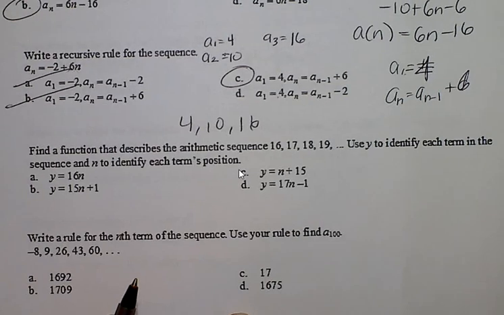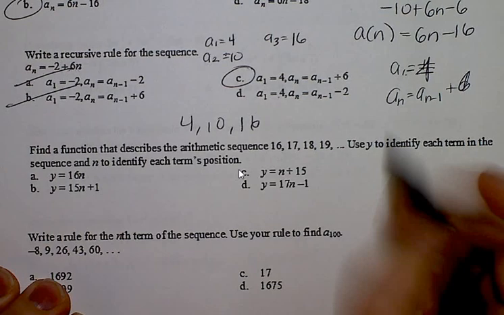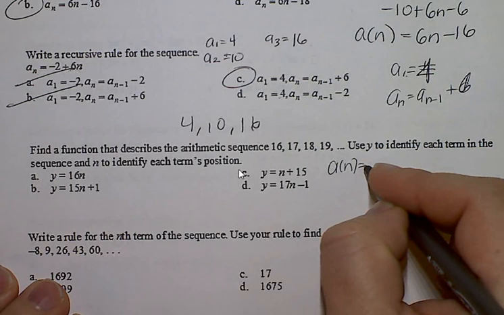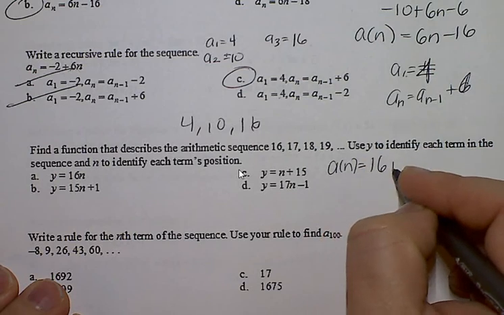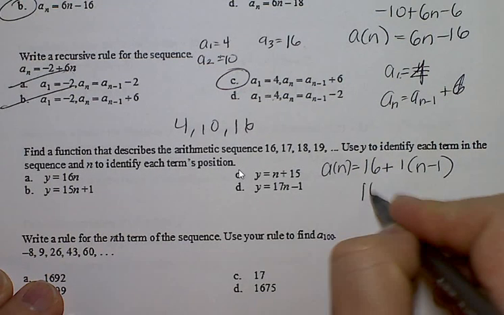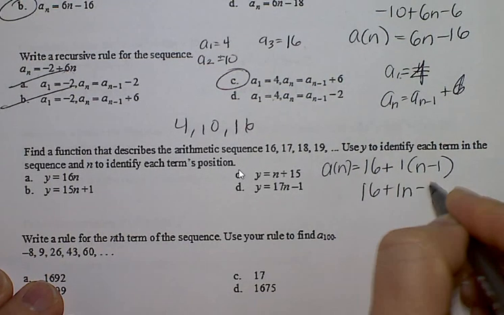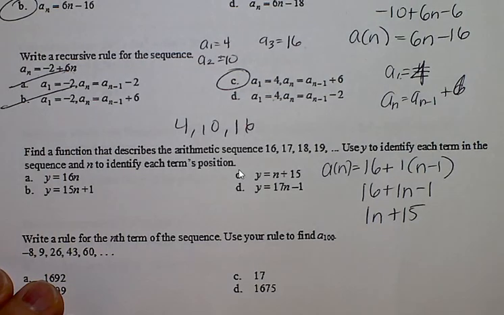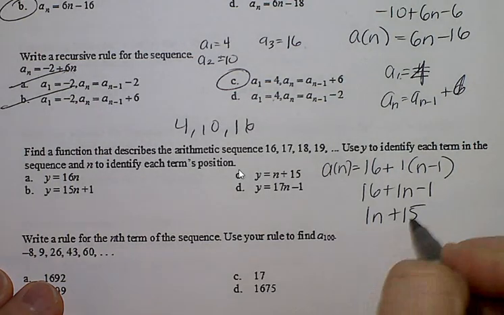Find the function that describes the sequence. Use y to identify each term in the sequence and n to identify the number's position. So again, let's do explicit. What's the first number in the sequence? What's the difference from one number to the next? I'm going to distribute the 1 and combine like terms. 1n plus 15. Be careful where the 1 is and the n is. Correct answer is C.